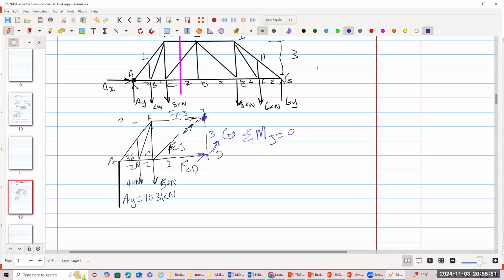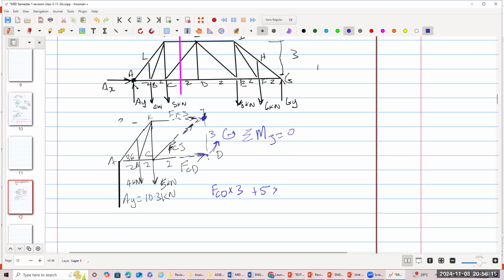All right. So therefore, this is going to be FCD times 3, which is positive. Then the next one, we do the same with the 5. What's the perpendicular distance? It is 2. If you look up top, between K and J is 2. So it's times 2, positive again.